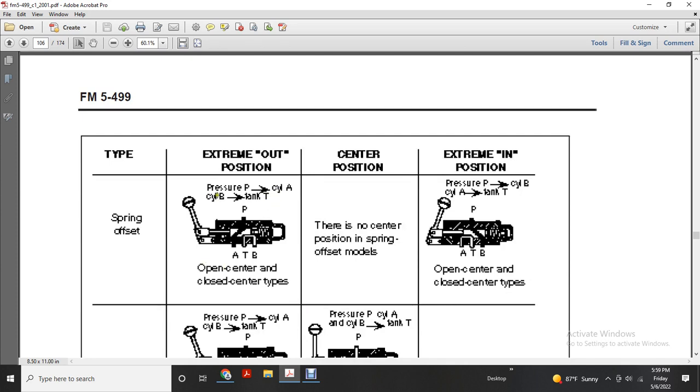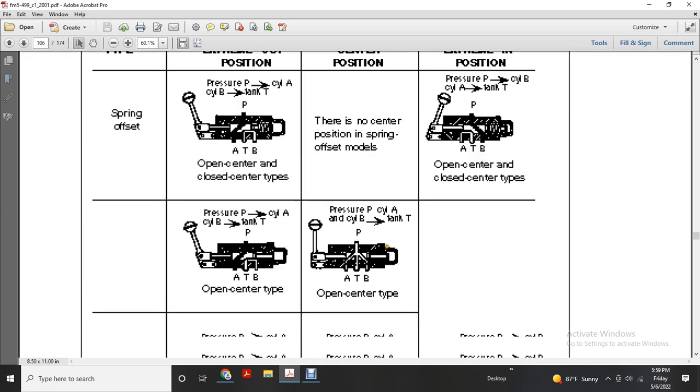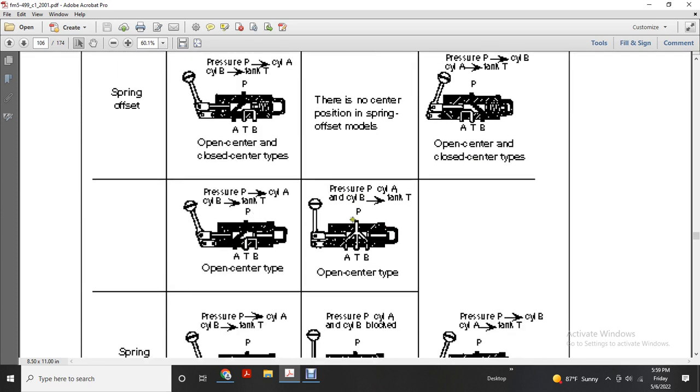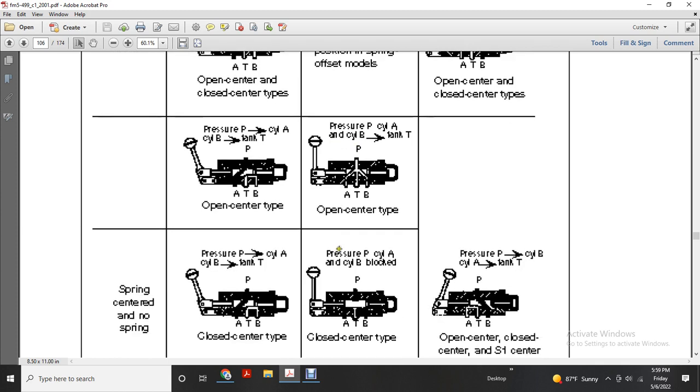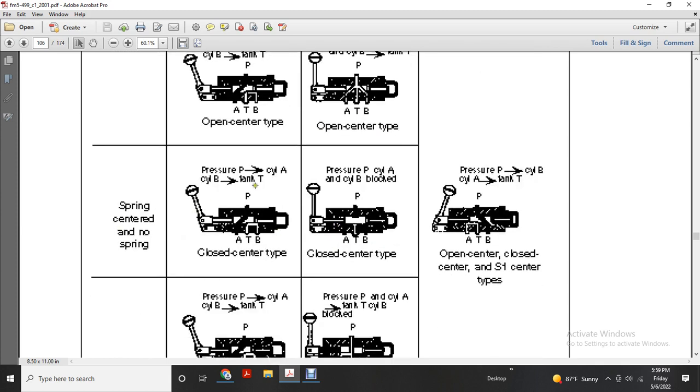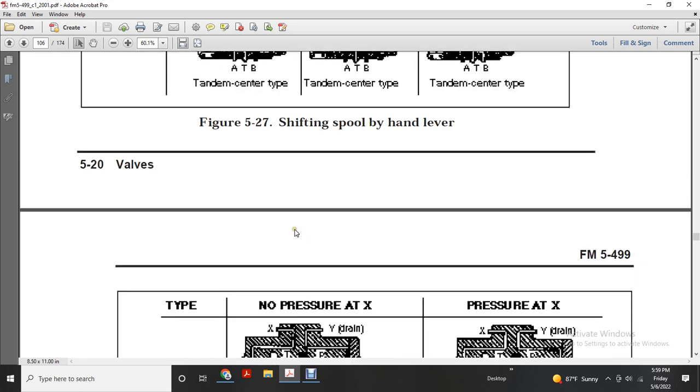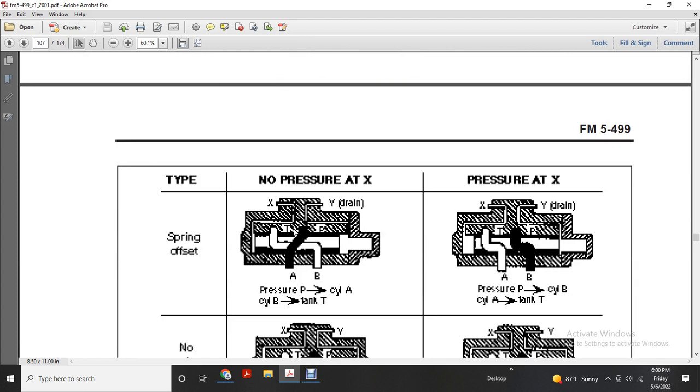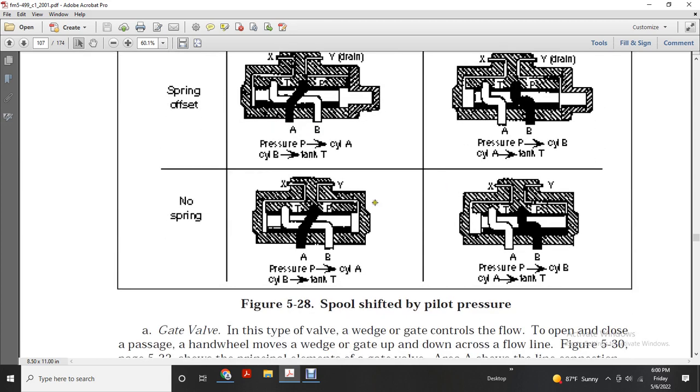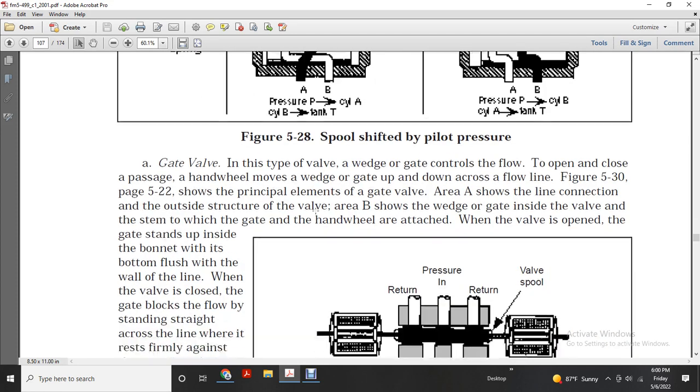Spring offset: pressure P, cylinder A, cylinder B, tank T, with the open center. The closed center type has a center position. Spring offset with pressure P, cylinder B, cylinder tank A. Pressure of cylinder A, open center type, with cylinder tank B. Open center with spring center, no spring, pressure A, cylinder, pressure T. Spring offset pressure with no pressure at X, no pressure at X, no spring.